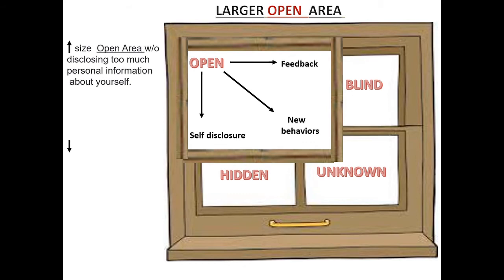When we enlarge the open area, the size of the hidden area is said to be lessened. Together with the unknown area, it will be smaller. And these are the very goals when the Johari window is of concern. And this is the relationship of self-awareness with the Johari window. In our next discussion, let's try to know more about the meanings of enlarging each and every panel of the Johari window.